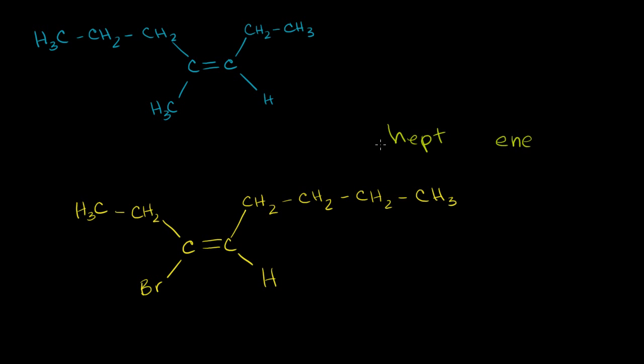And then we have to figure out where the double bond is. We always want to start numbering our carbons from the direction that bumps into the double bond first. The double bond is closer to this end of the chain than that end, so we're going to start numbering here. 1, 2, 3, 4, 5, 6, 7. And so the double bond starts on the 3 carbon. So it is hept-3-ene.